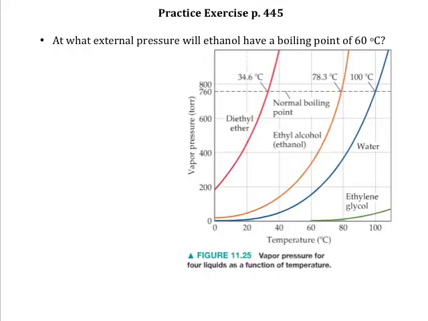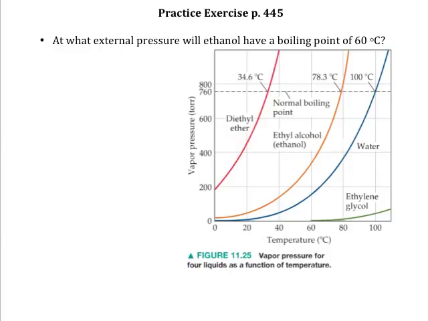This is a practice exercise on page 445 in the textbook. We're just looking at these vapor pressure curves for different liquids in order to understand how the boiling point of a substance changes with the external pressure. So the question asks us, at which external pressure will ethanol have a boiling point of 60 degrees C?